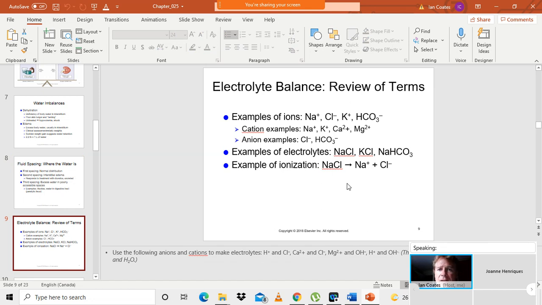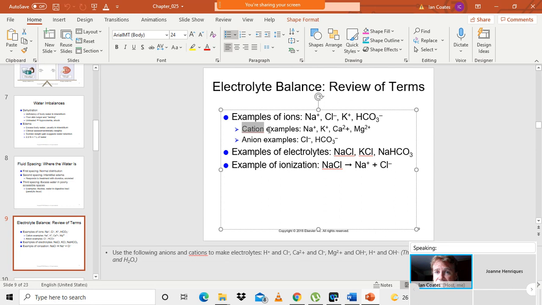Here are your electrolytes again. You guys have seen these there. Your sodium, chlorine, potassium, bicarbonate, cation. You guys will remember. You remember us doing all this there? It seems like a million years ago, doesn't it? When we were doing our chemistry. Cations are all positively charged. Anions are all negatively charged.